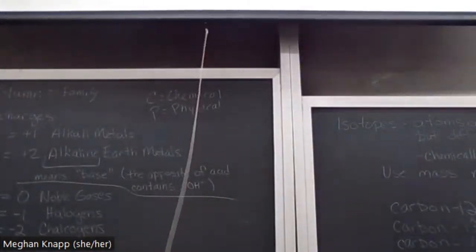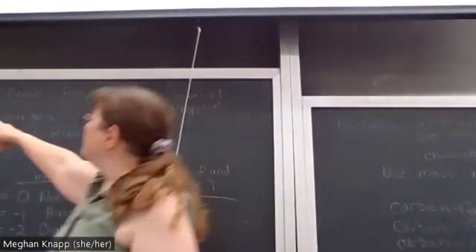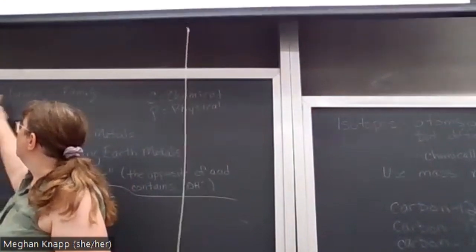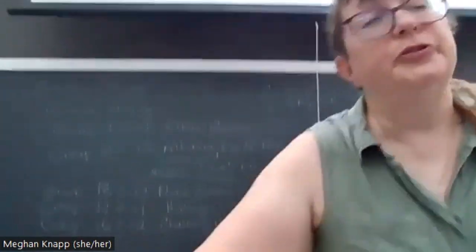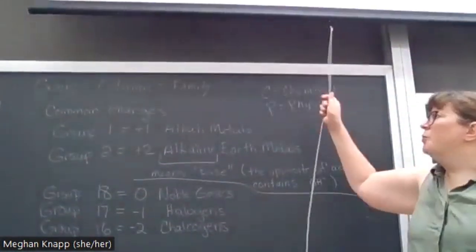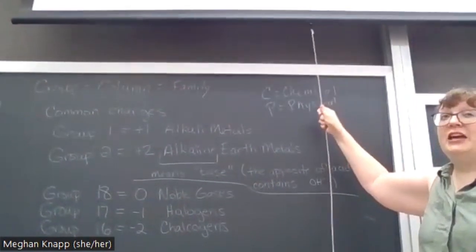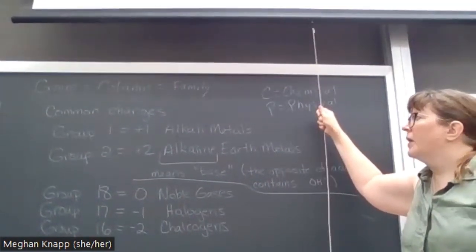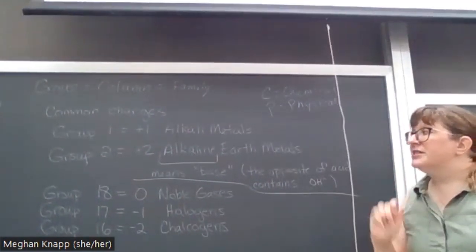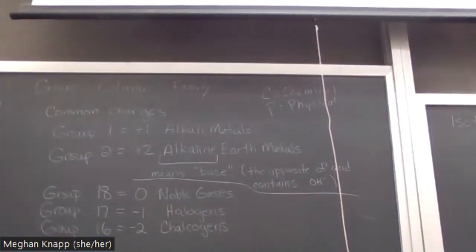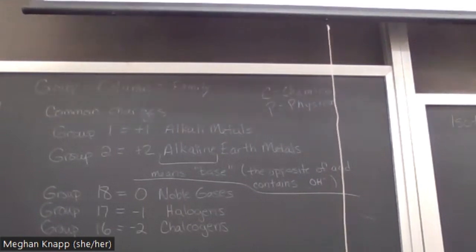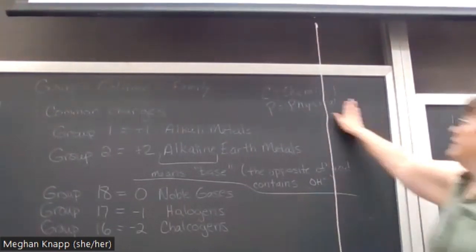So we number the columns. We call those columns groups. So each group is a column. Sometimes you will hear the term family, but more often group. So when we say family, we're usually using a particular name for it. And what I'm most interested in today is the outside groups or columns and what their charges are, because we're going to be talking ions and isotopes.